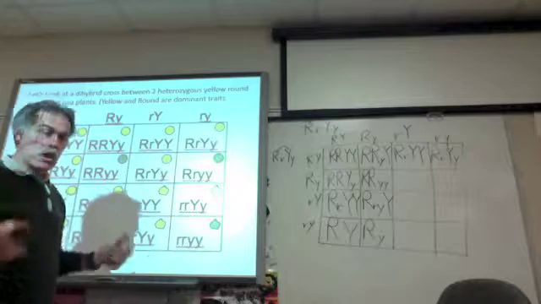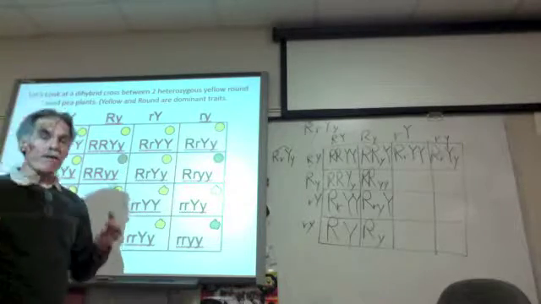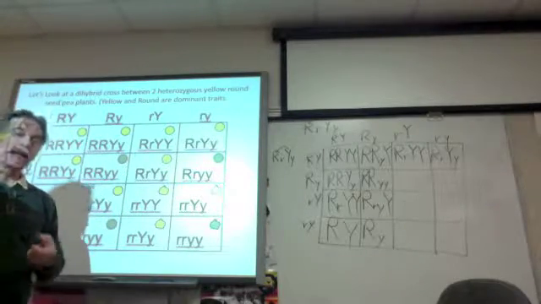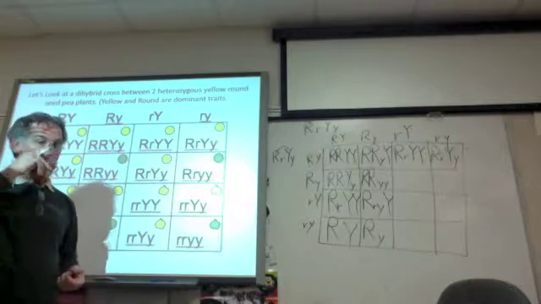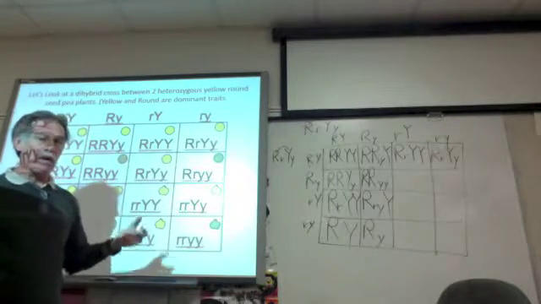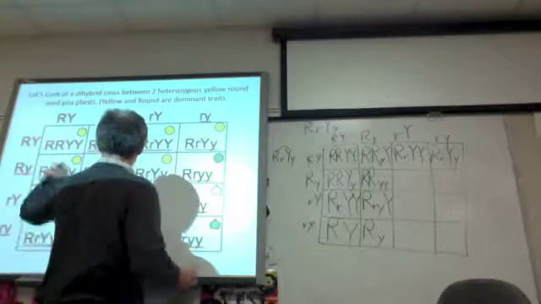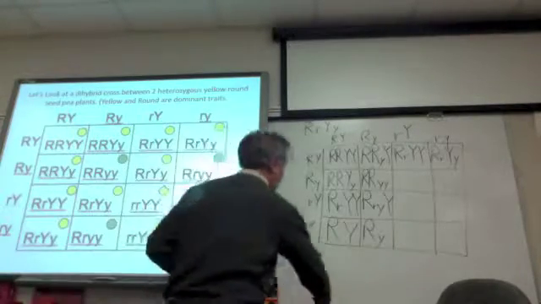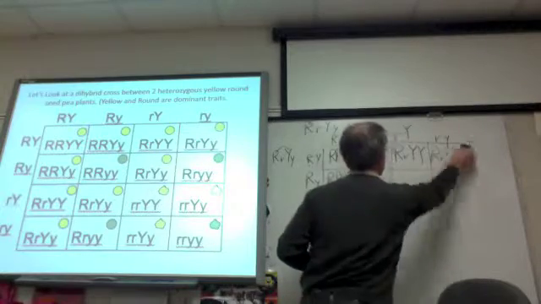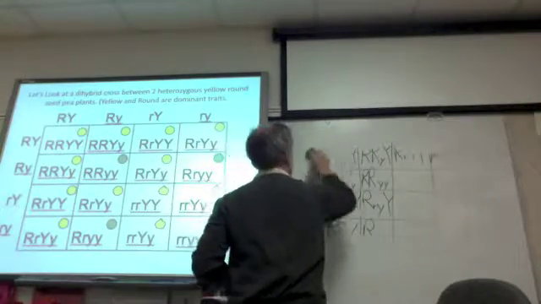Now, just like before, we've got a phenotypic ratio and a genotypic ratio. The genotypic ratio, the way you'd keep track of that is you would write like a scoreboard. You would write big R, big R, big Y, and then you'd write how many there were.